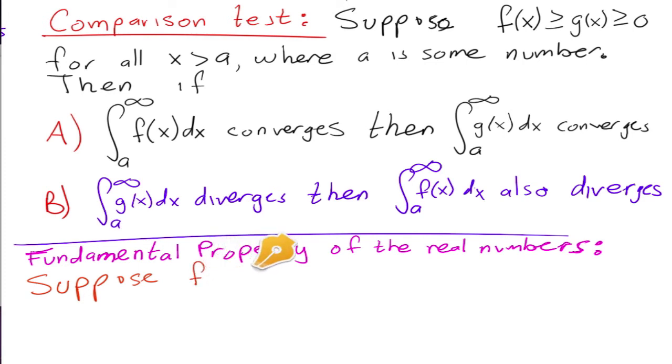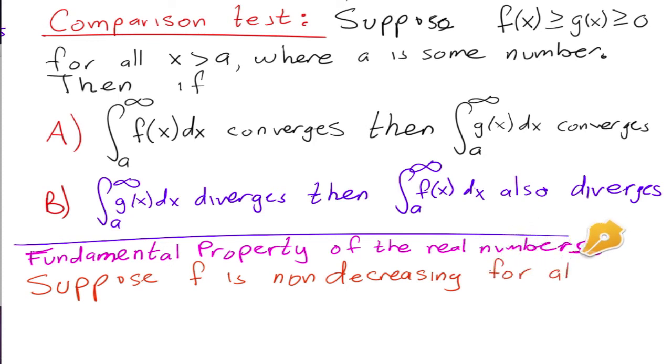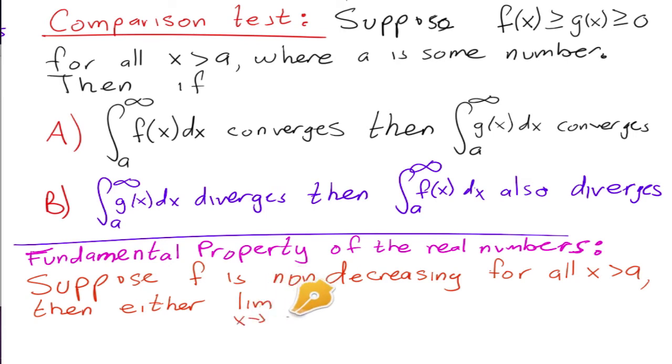So suppose f is non-decreasing for all x greater than a, where a is some number, then two things have to happen. Then either the limit as x approaches infinity of f of x is equal to infinity, or the limit as x approaches infinity of f of x is equal to some number l.